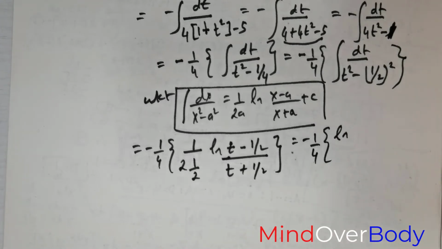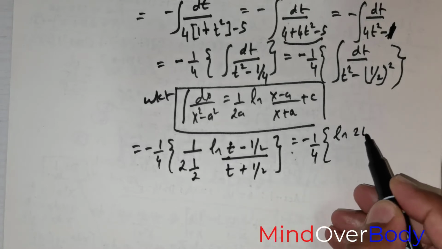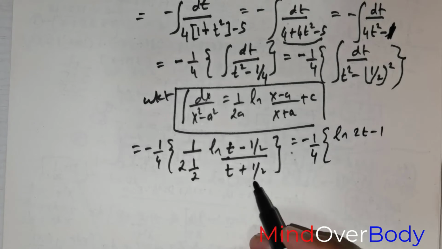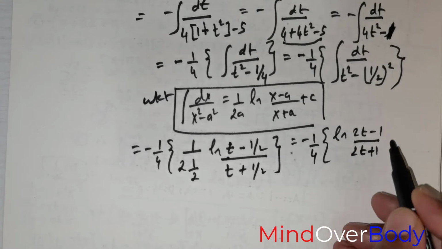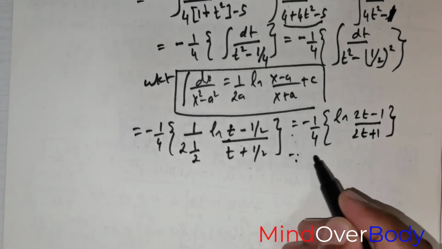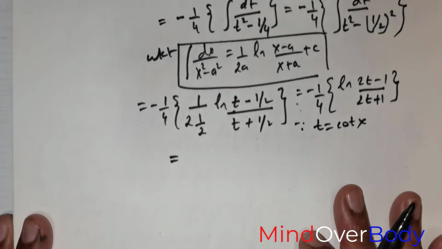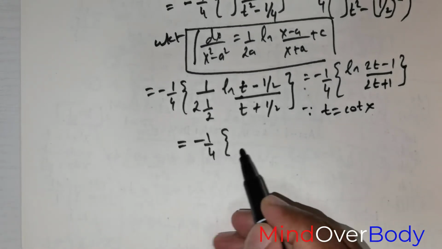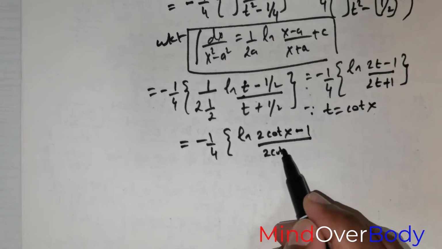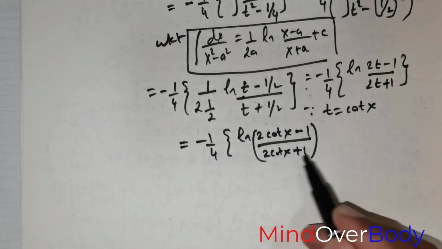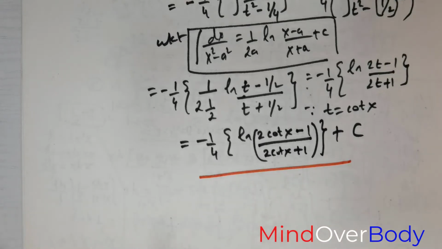What is my t? Let us simplify this first. So this is going to be 2 times t negative 1 divided by 2, but that 2 will get cancelled with the 2 that will be resulting here. So it's going to be 2t positive 1, and if I were to substitute the value of t, t is cot x. So this is going to be rewritten as negative 1 over 4 ln of (2 times cot x negative 1) over (2 times cot x positive 1), positive arbitrary constant c, and that is a good place for us to draw the red line.